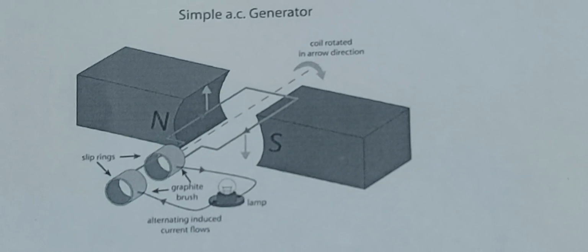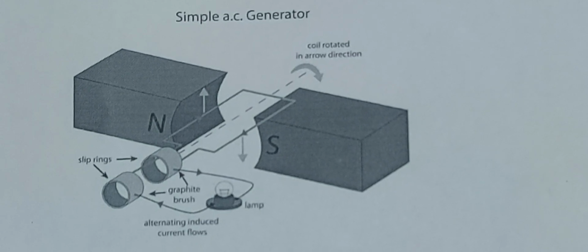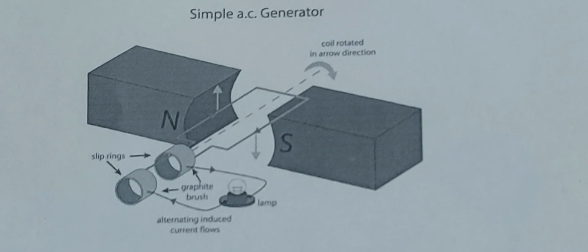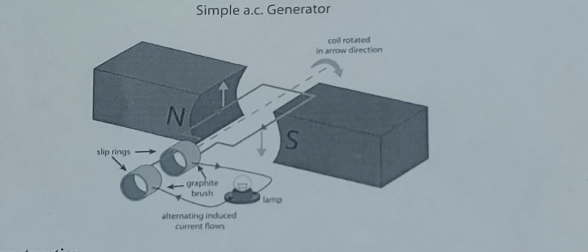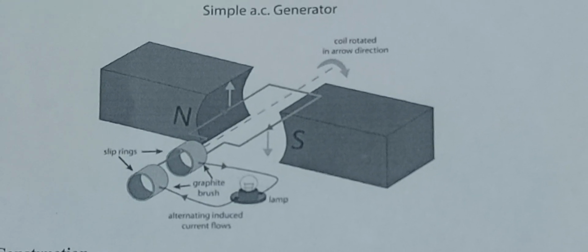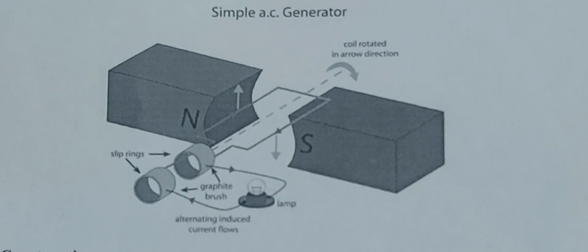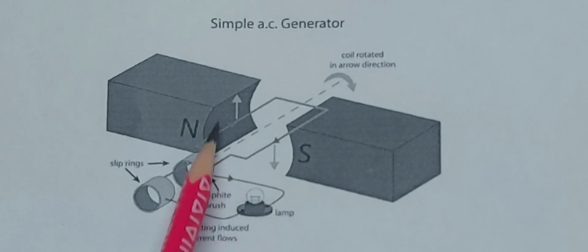Next we go for the working. When the power is switched on, what will happen? It is going to produce the current. When the armature coil is rotated, it can be rotated using a water turbine, or in a thermal power station by high pressure steam. So it will rotate.